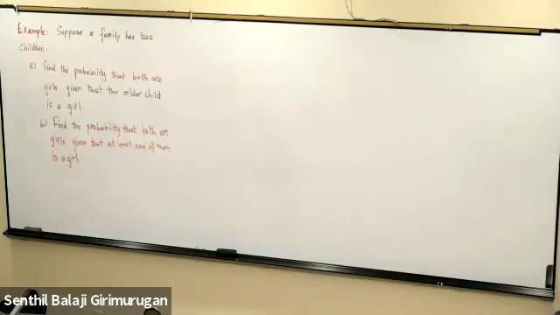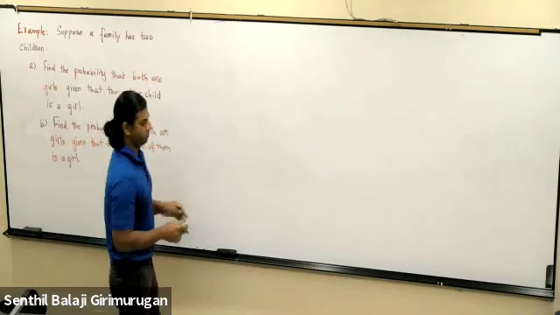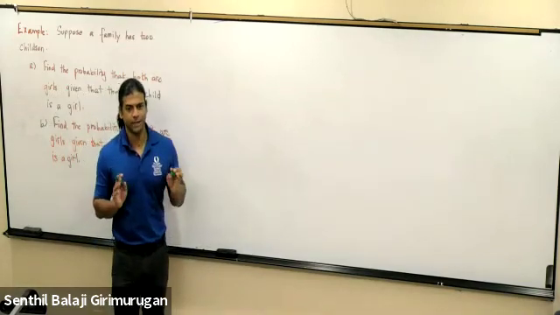Okay, suppose the family has 2 children. We want to find the probability that both are girls, given that the elder child is a girl. And second, find the probability that both are girls, given that at least one of them is a girl. Well, how many possibilities would we have in total?